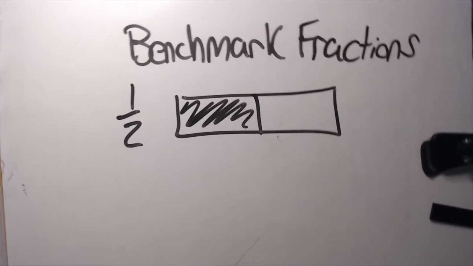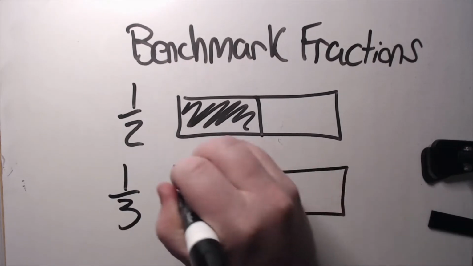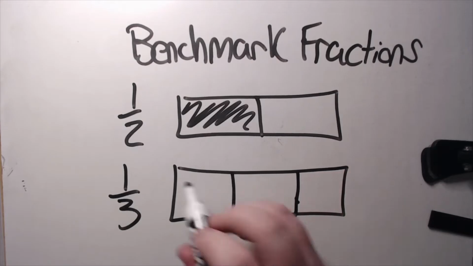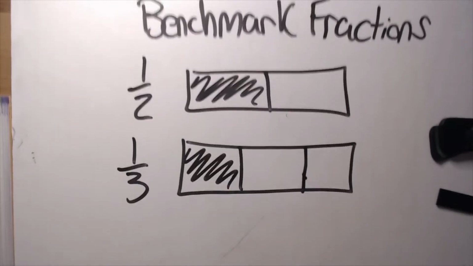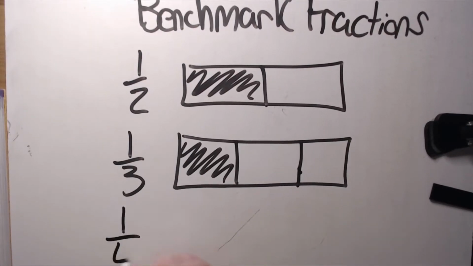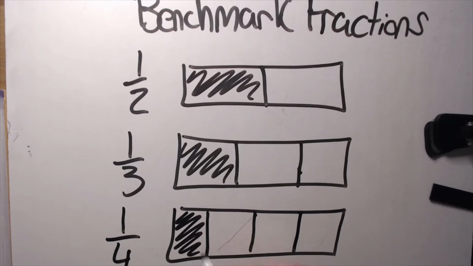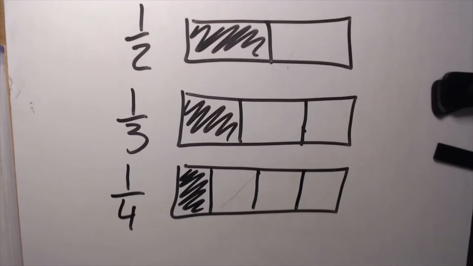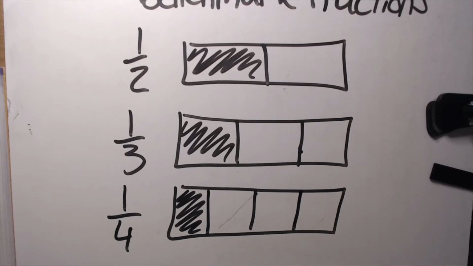We understand 1/2. If we were to take 1/3, same concept, except we cut it into 3 equal pieces rather than 2 equal pieces. And another one that is pretty easy for us to get our heads around is 1/4. Essentially, we draw 1/2 and then break it down into 4 pieces, and now we have 1/4. So again, benchmark fractions are just fractions that allow us to understand the size of a whole and a piece and kind of just work together in that sense.